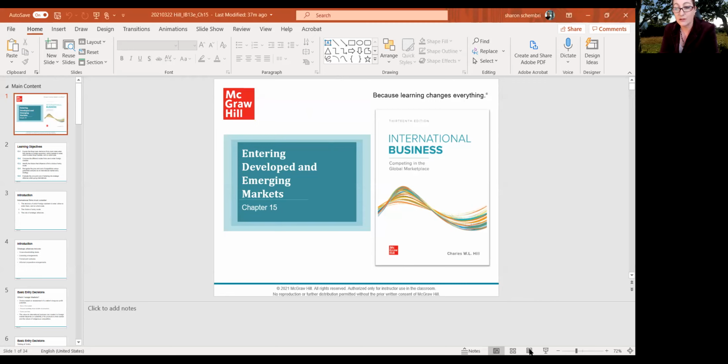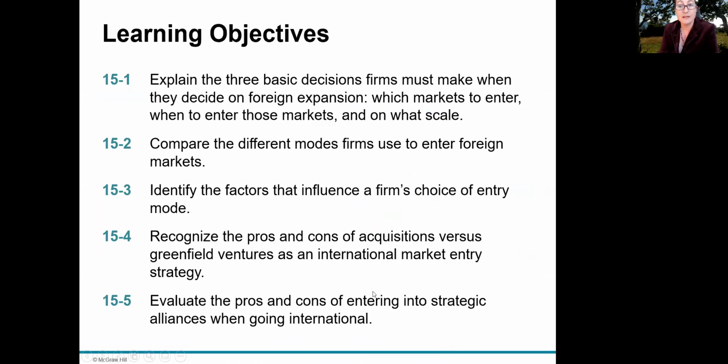So, entering developed and emerging markets is the title of this chapter. And the specific learning objectives are explaining the basic decisions that firms make when they decide to undertake a foreign expansion. And these three basic decisions are which markets to enter, when to enter those markets, and on what scale. We're also going to compare the different modes that firms use to enter foreign markets and identify the factors in the decisions related to entry mode.